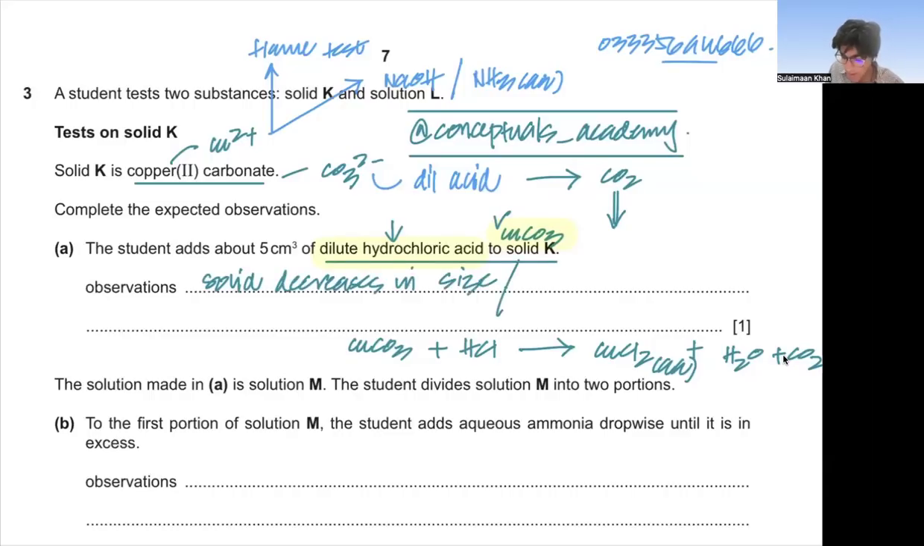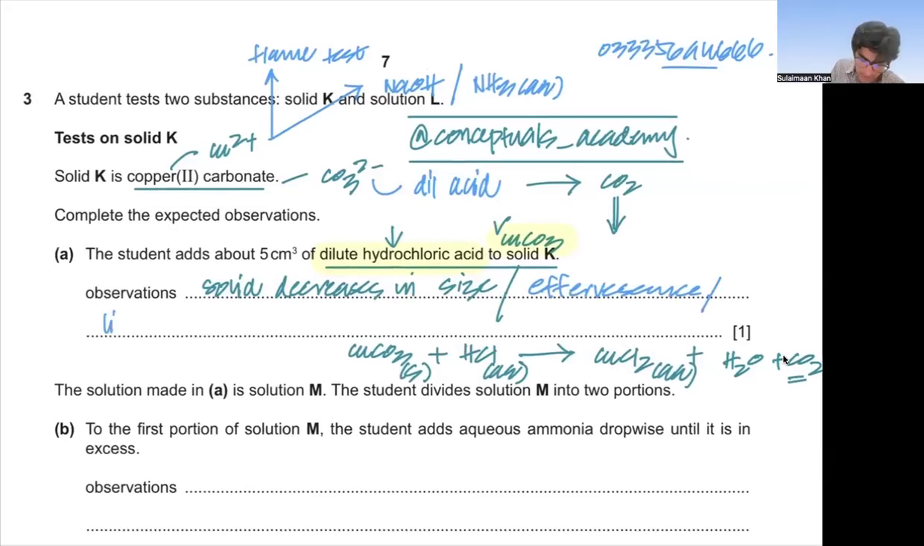And one more thing I could say is because carbon dioxide gas is being produced in a solution, I can observe effervescence. And then because carbon dioxide is produced, I could also say that lime water turns milky, if gas produced is bubbled through it. I have to specify it. So these are multiple observations.